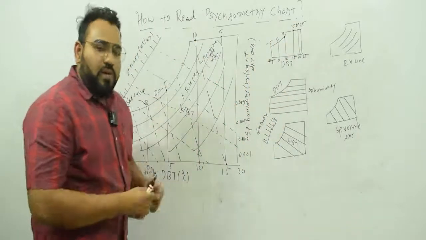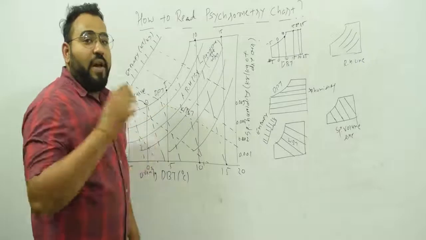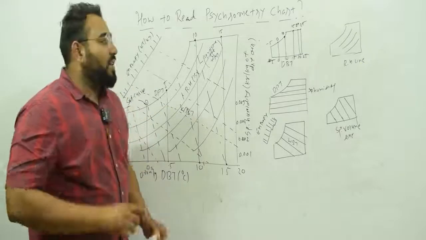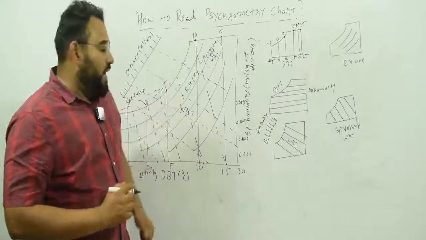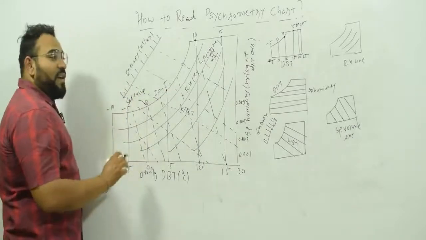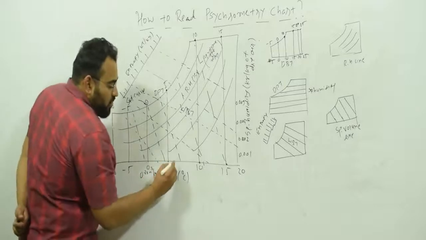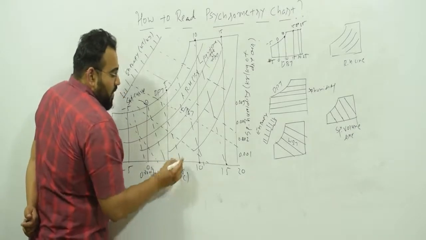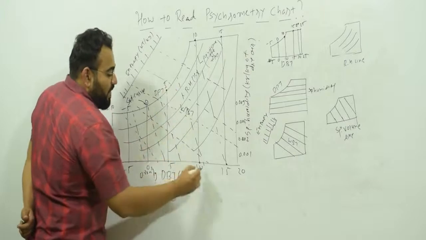Now pause the video and see where you can find a vertical dry bulb temperature line. Dry bulb temperature line means vertical line, so all the vertical lines are dry bulb temperature. Let's say if I say 7 degrees Celsius, then what do you have to do? Here you will have a line something like this, between 5 and 10.